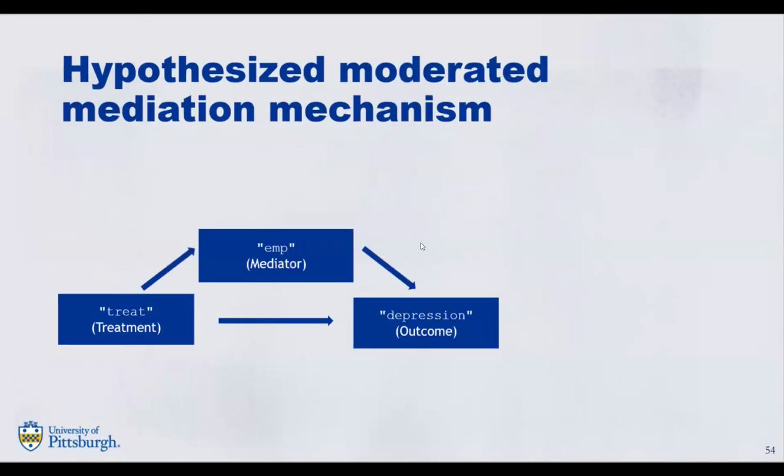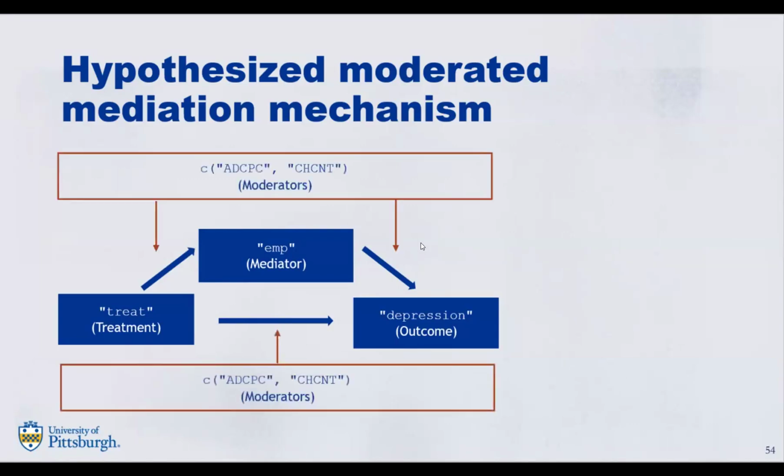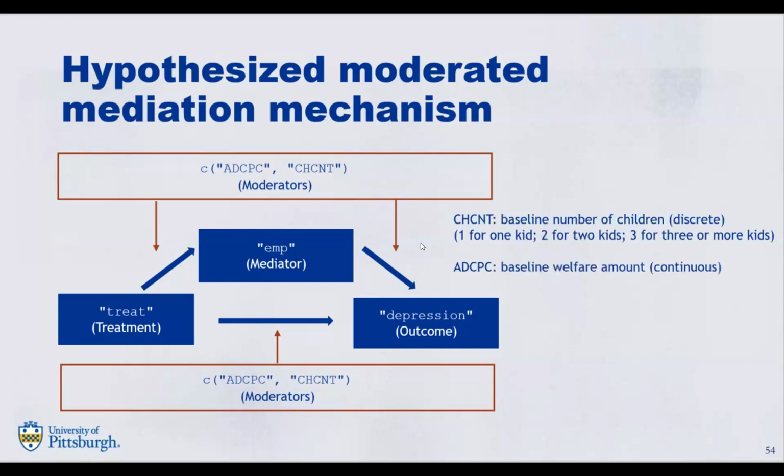Now, let's review our hypothesized moderated mediation mechanism that I illustrated earlier. The treatment variable name is treat, the mediator variable name is imp, and the outcome variable name is depression. Our moderators include ADCPC, which is baseline welfare amount, and CHCNT, which is the baseline number of children. Here ADCPC is continuous, while CHCNT is discrete because one indicates one kid, two for two kids, and three for three or more kids.